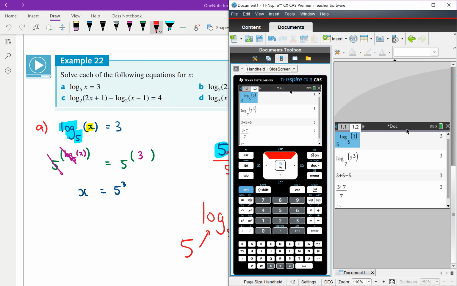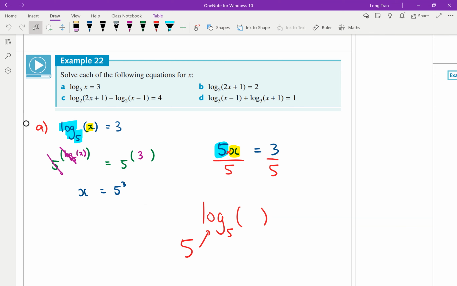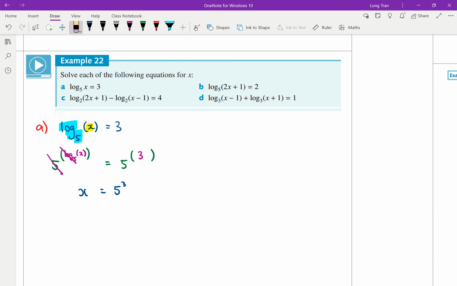Okay, now I'm going to come back here and I'm just going to solve all of these examples so that you can see what I'm doing there. So I've cancelled that out, and then here I've got x is equal to 5 to the power of 3, which is 125. Okay, so I'm going to do the same thing for part B.